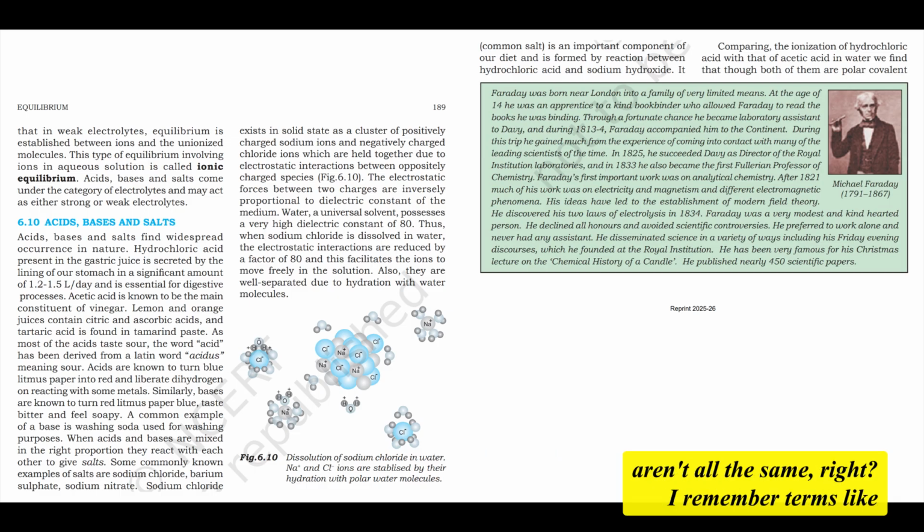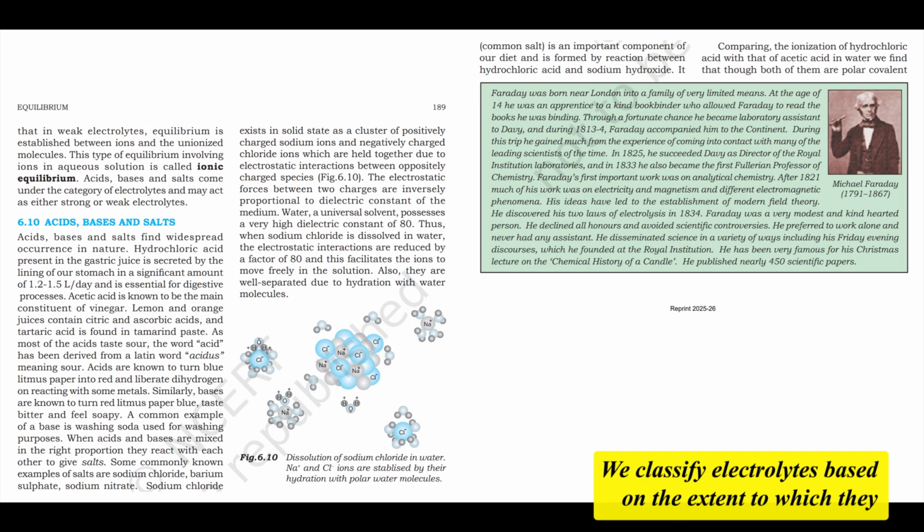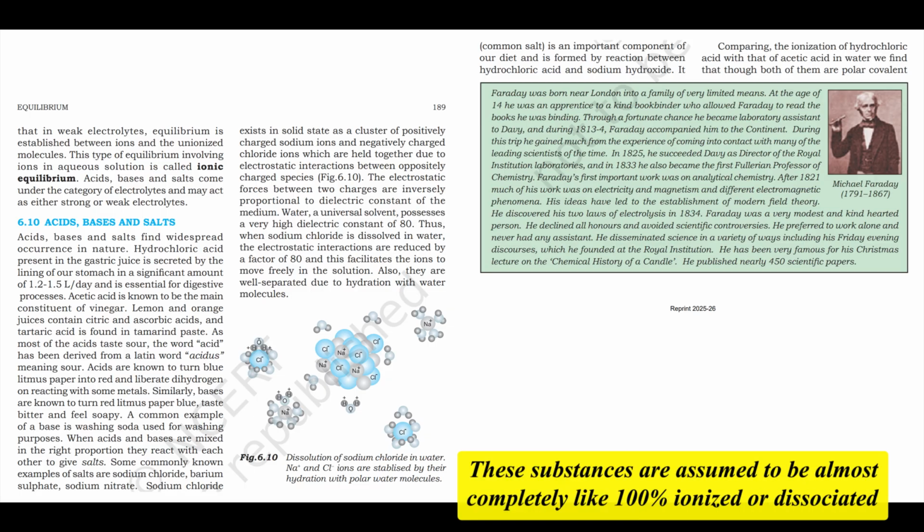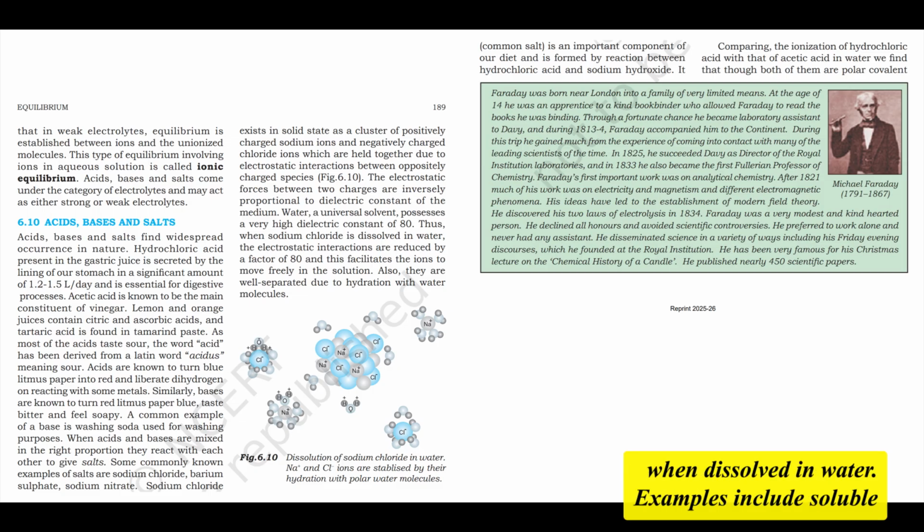And electrolytes aren't all the same, right? I remember terms like strong and weak electrolytes. Exactly. We classify electrolytes based on the extent to which they produce ions in solution. Strong electrolytes. These substances are assumed to be almost completely, 100%, ionized or dissociated when dissolved in water. Examples include soluble ionic salts like NaCl, strong acids like HCl, H2SO4, HNO3, and strong bases like NaOH, KOH. When you dissolve NaCl in water, you essentially get Na+ and Cl- ions with virtually no undissociated NaCl units remaining.